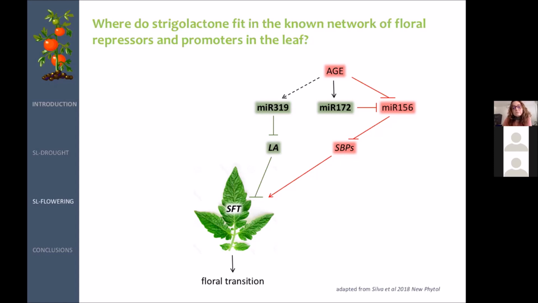However, the module that goes through MIR319, lanceolate, and SFT seems to be stimulated. There is also another branch of the pathway that is the one that connects this module to gibberellins. So the phenotype is consistent with a high level of gibberellins in the mutants. Gibberellins in tomato inhibit flowering, contrarily to Arabidopsis. We checked for the signature in the transcriptome, and this is consistent.